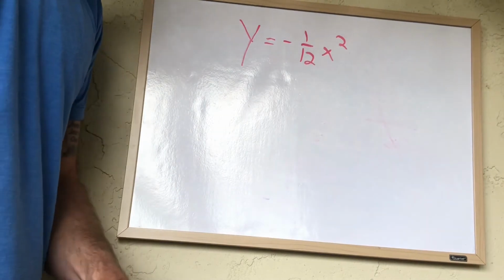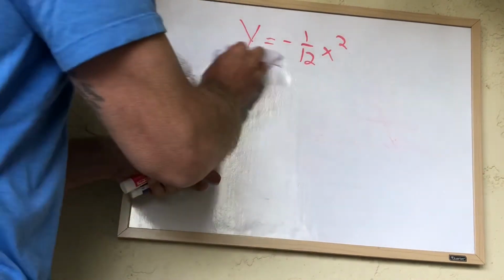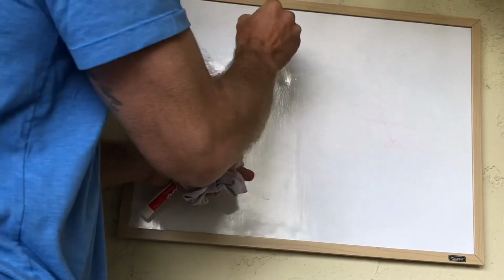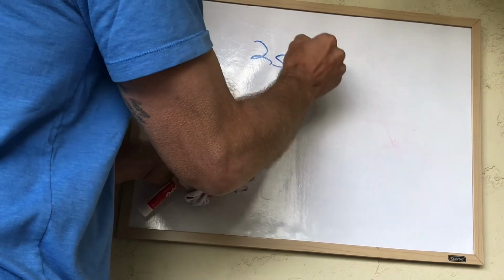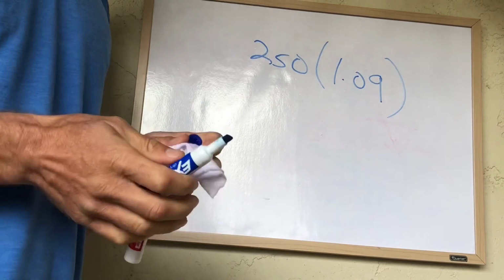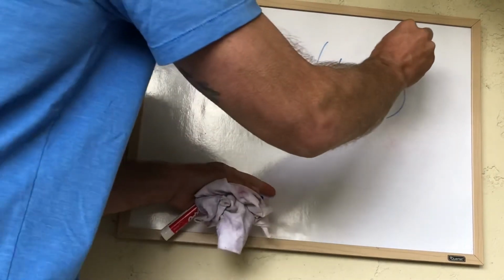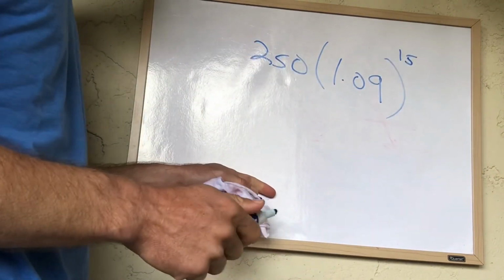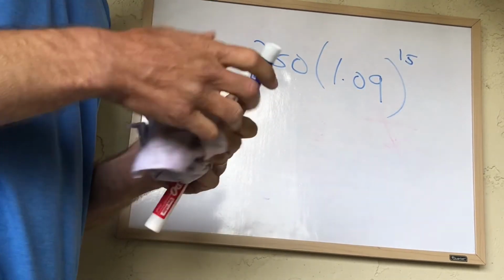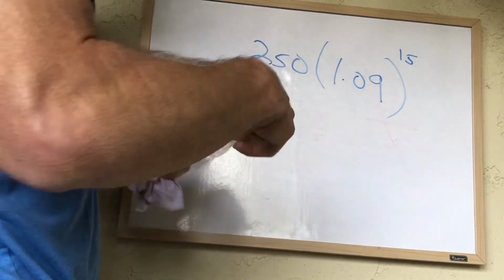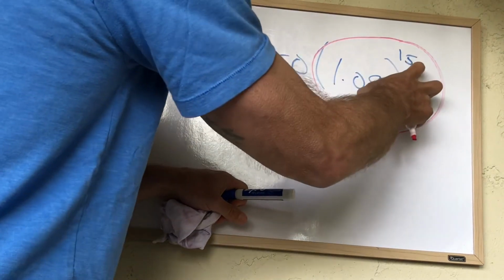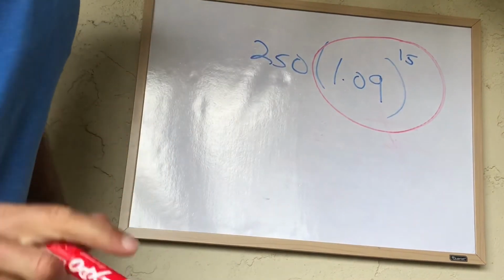Now for number 19. If you invest $250 into an account with a 9% interest, and you're getting 1.09 every year, 109% of the previous year. Here's your equation. Now what people will do is they'll do 250 times 1.09 raised to the 15th, and that is incorrect. Because remember, basic order of operations, exponents come before multiplication. So you do the exponent before you multiply that times 250.